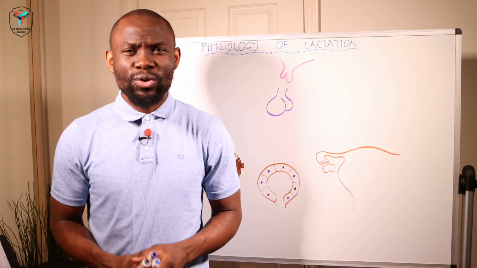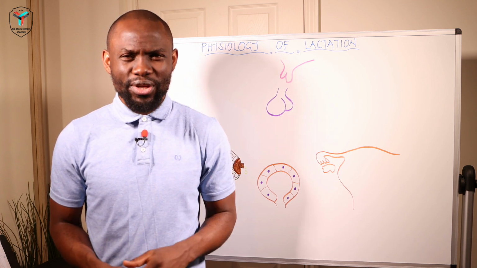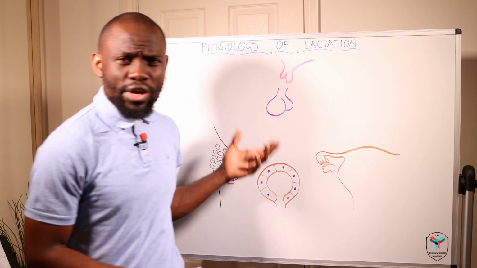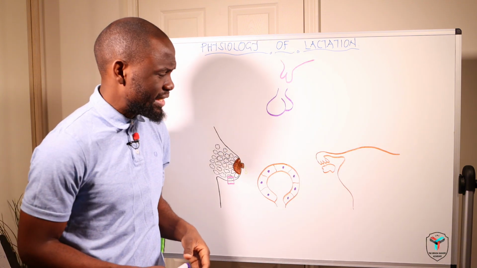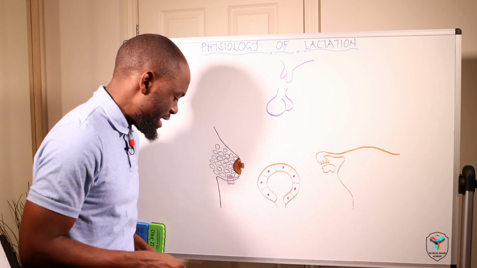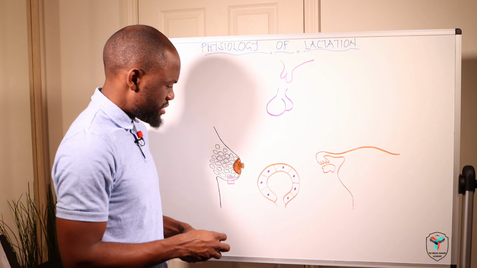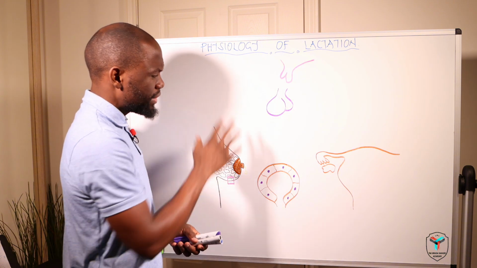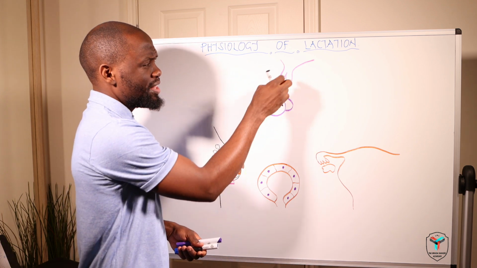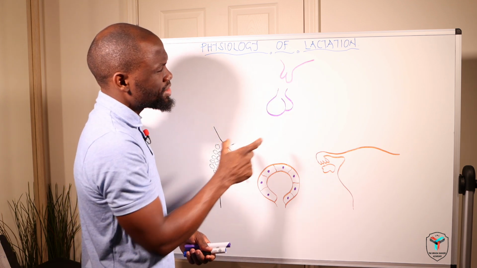In today's session, we're going to be looking at the physiology of lactation, how breast milk is produced from the breast. So I have drawn a diagram here that is going to help us to understand the physiology of lactation and some of the hormones and body structures that play a key role in the production of the breast milk itself. Now, if we look at these diagrams that I have drawn here, you'll understand that the brain has a role to play when it comes to breast milk production.